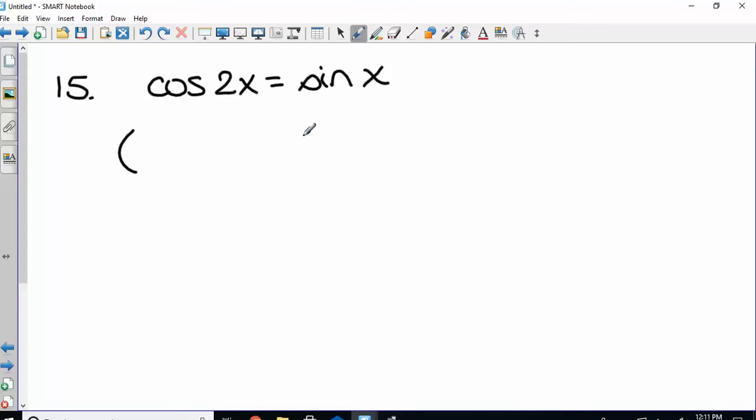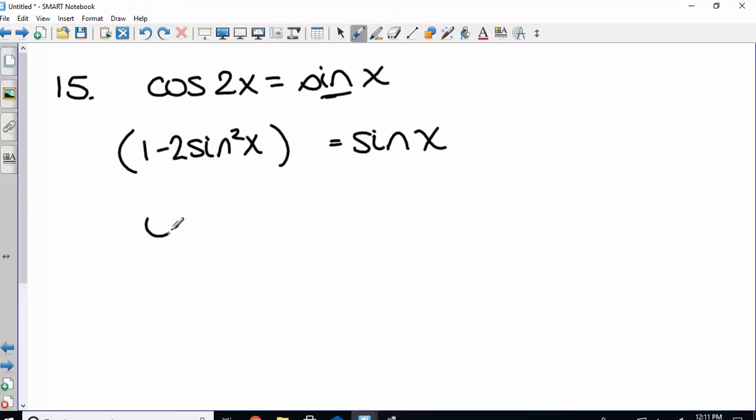There are 3 options to replace cosine 2x. Since my other trig function is a sine, pick the option that involves sine. So that would be 1 minus 2 sine squared x. Alright, so that dealt with both issues. Now everything I have is a sine and everything I have is an x. It's a quadratic, so set it equal to 0. If you're going to do box method, you need your square term to be positive. So let's move everything to the right.